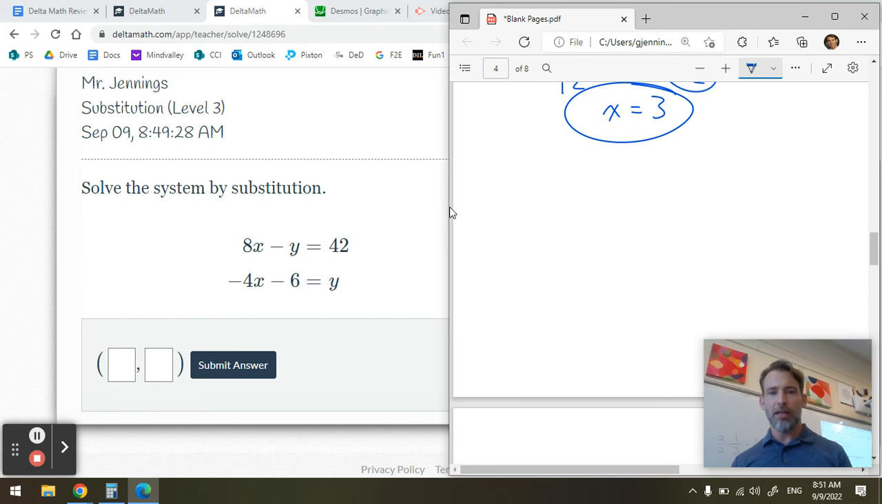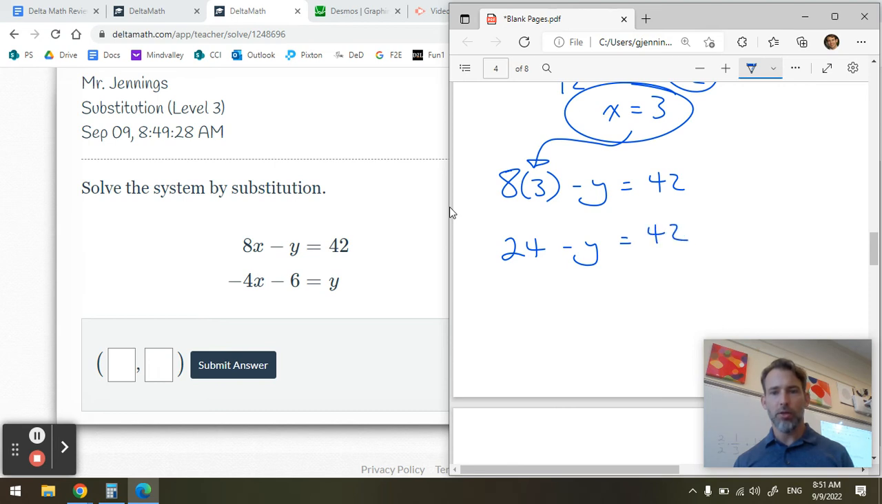If I knew that 8x, but in this case 8 times 3, minus y is equal to 42, substituting this x in here as 3, then I would have 24 minus y equals 42. Subtract 24 from both sides will give me 18. And so y is negative 18. Yes, y is negative 18.